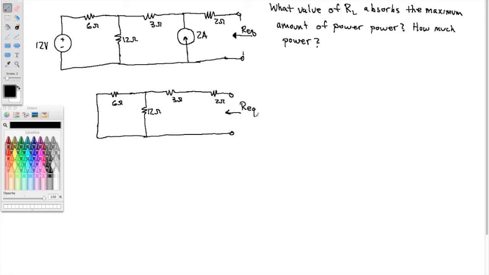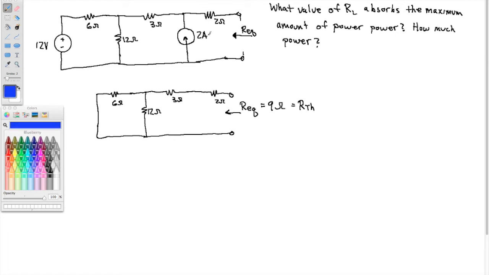Okay, so I need to find that equivalent resistance. So the 6 and the 12 are in parallel. So that's 72 over 18, so that's 4. The 6 and the 12 make 4 ohms. Then that 4 ohms is in series with 3 and 2. So 4 and 3 is 7, and 2, so this is 9 ohms here. All right, 9 ohms, and that's also the Thevenin resistance. Now we have to find the Thevenin voltage.